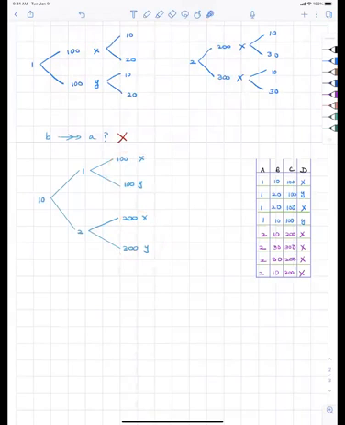So, does anyone have any questions on this part? Do you get this? So I'm assuming that you all got this.